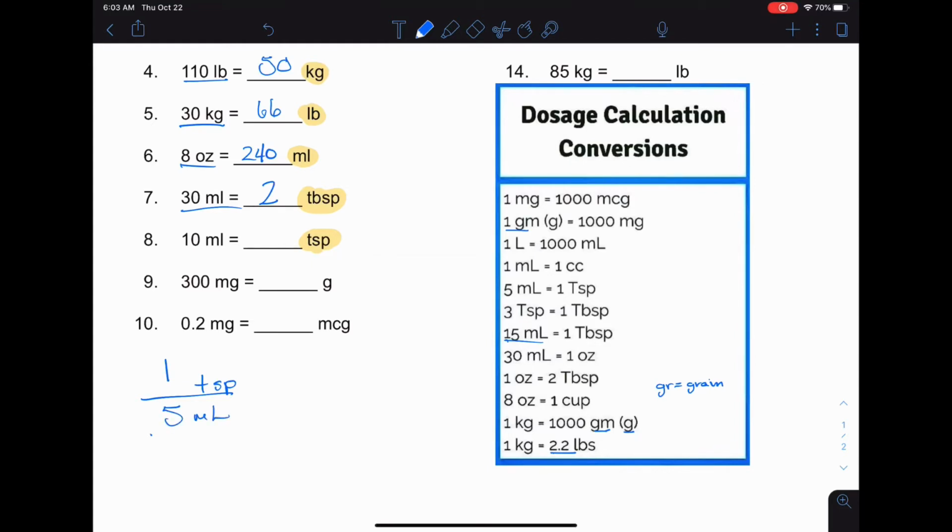I want to get rid of my mils, so I'm going to put that up top. And the number I'm trying to convert is in mils, so I can plug that in. Those cancel. All I'm left with is teaspoons, so we're good to go ahead and multiply across. 10 over 5, and 10 divided by 5 is going to be 2.